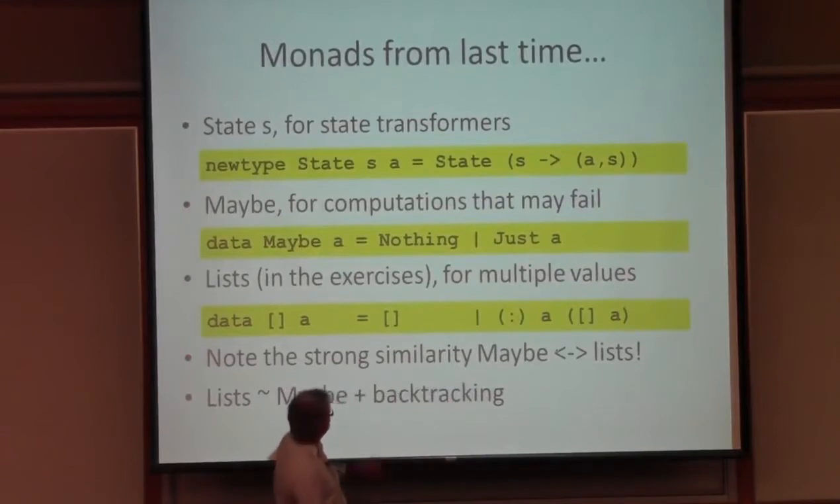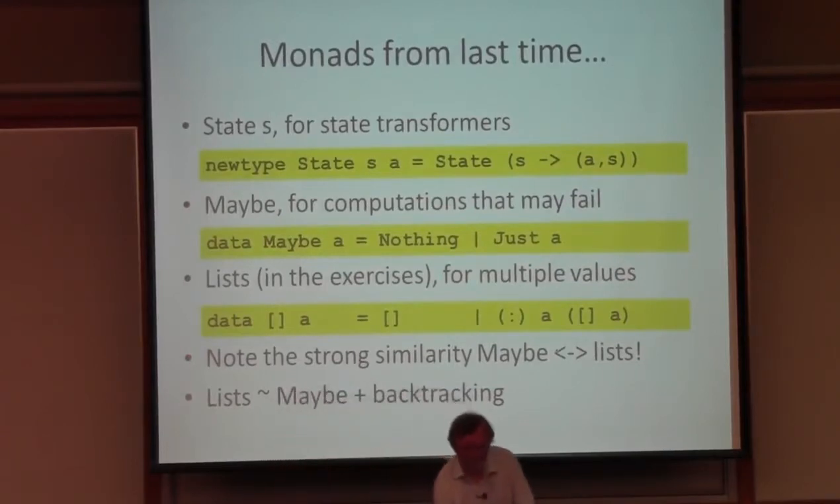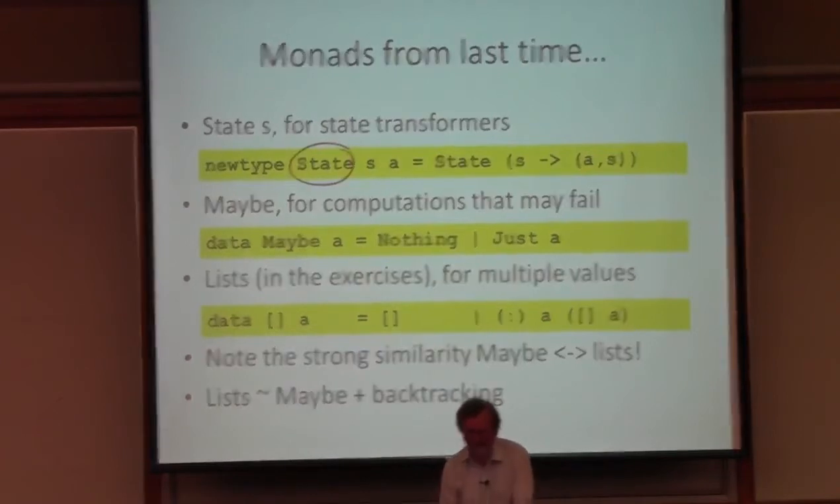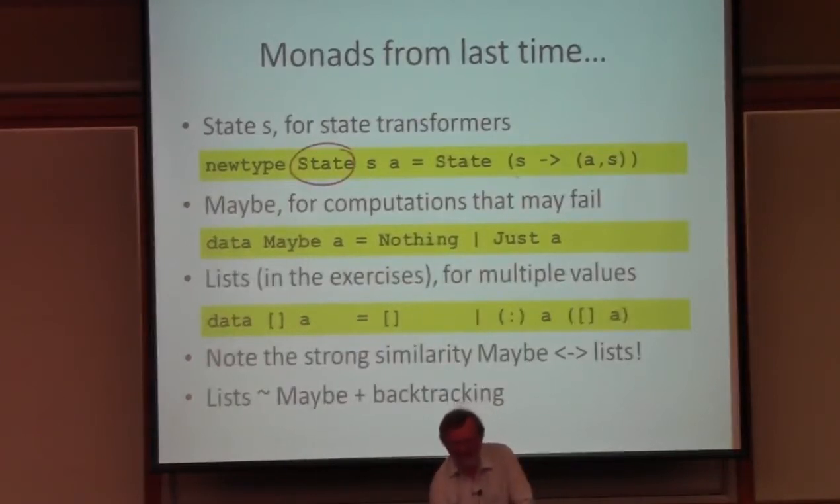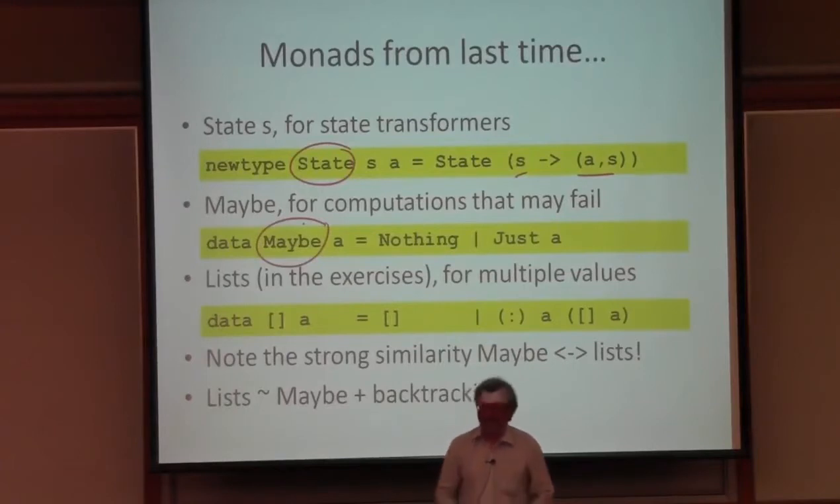So we looked at two monads in quite a lot of detail. First of all, the state monad, represented by functions from states to values in new states. We looked at the maybe monad to represent computations that may fail. And if you had time to look at the exercises that I put up, then you will also have looked at the list monad.